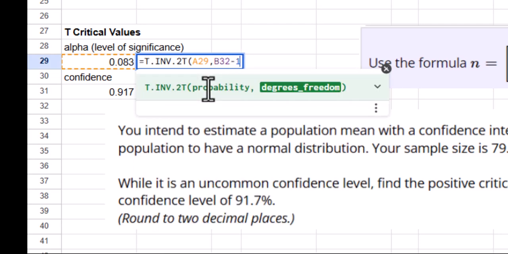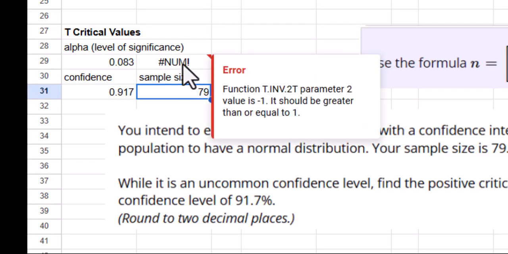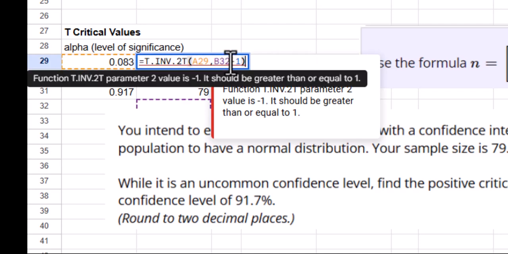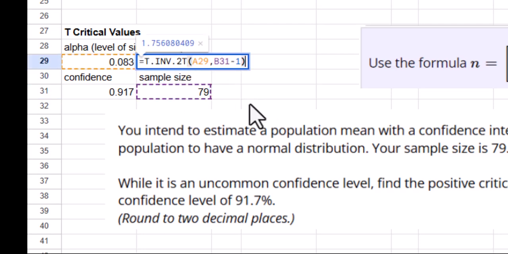And so I think that's going to be B32, but it's going to be minus 1. Make sure that was B32. No, it was B31. B31. There we go.